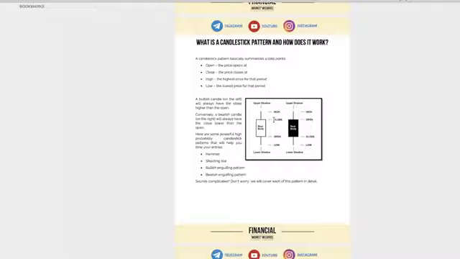Pretty straightforward. Conversely, if we're talking about a bearish candle, you have the open here and the close here. That means that price opened at a certain level and it has to close below in order to get a bearish candle. You have the upper and lower shadow, which just show the highest and lowest price of the candle for that period. So this is the basics of a candlestick, how to read a candlestick.